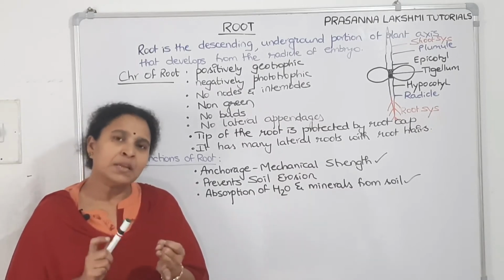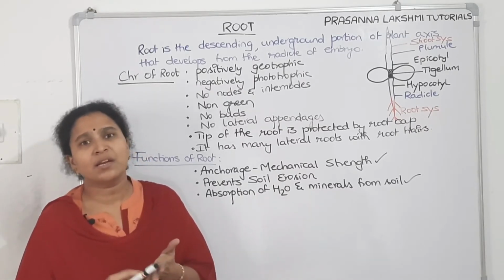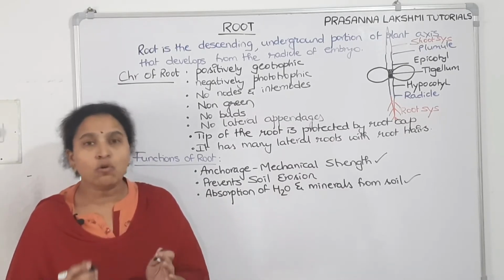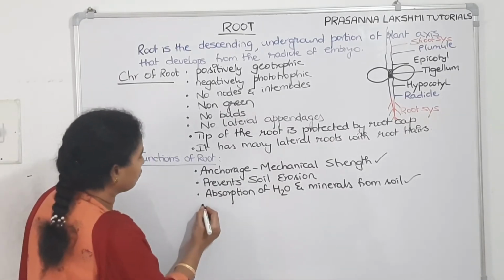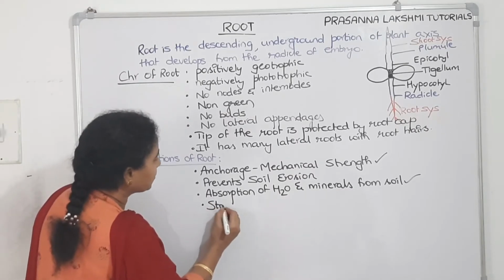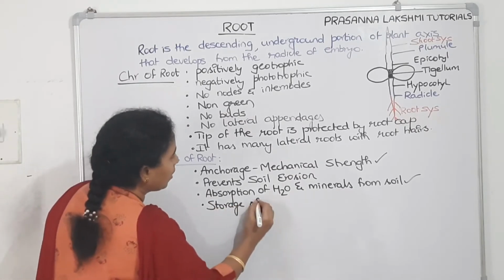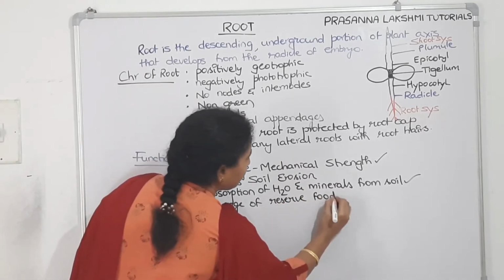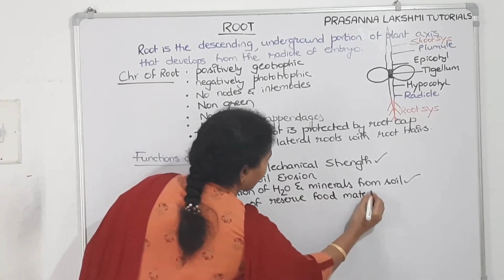Carrot, why do we eat? Radish, turnip, beetroot, why do we eat? Because it is storing food in the form of sugar, right? So means it can store the reserve food material also. The root helps in storage of the reserve food material.